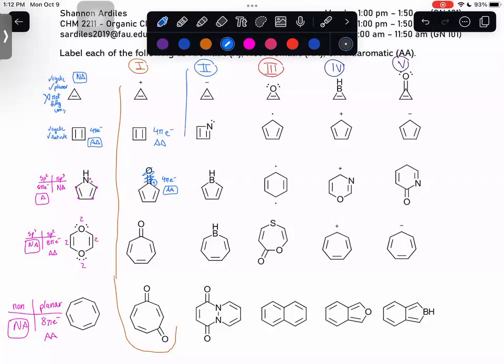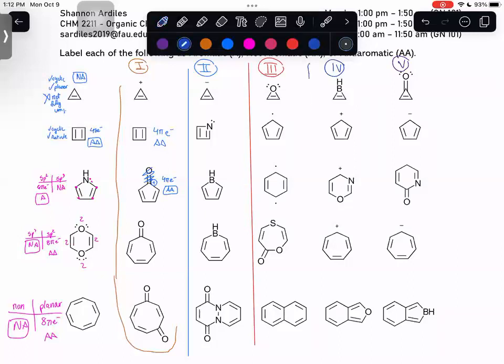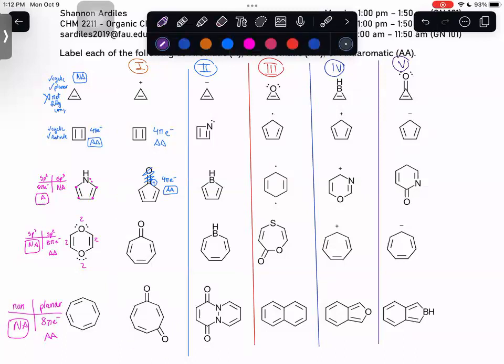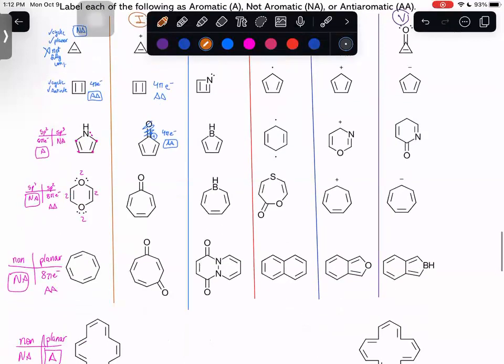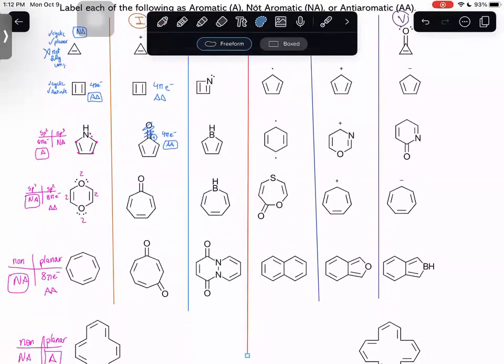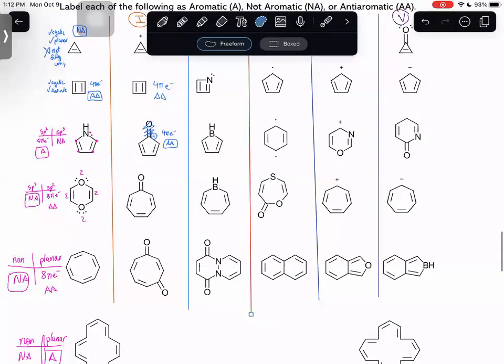Non-aromatic. It's stuck in anything, because all the pi electrons are locked in. So it can't be. Remember how I folded it up like a little wave? Oh, you know why? After 8, 5, you choose to be planar or non-planar. Yeah, okay. Alright.